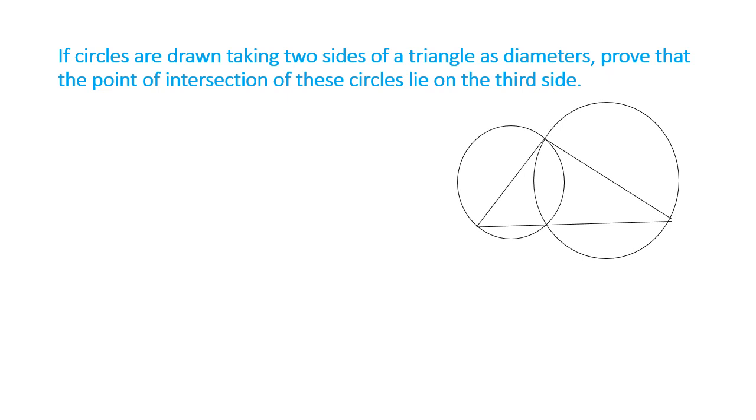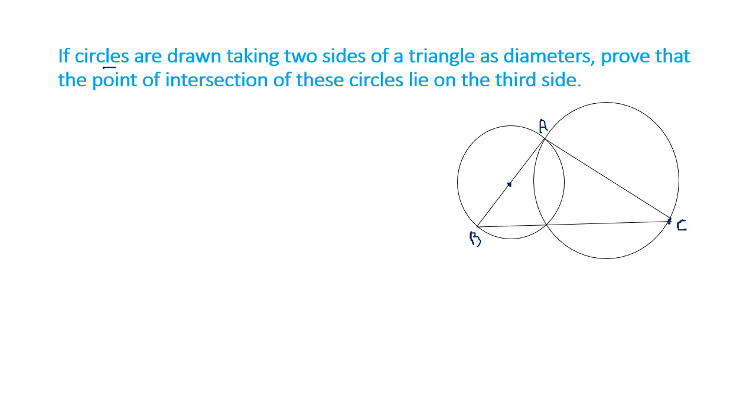Okay. Look at this third one. If circles are drawn taking two sides of a triangle as diameters, means, let me write here, AB is a diameter passing through the center. So using AB as a diameter, we have drawn a circle. Okay. Let us say AC is another diameter.